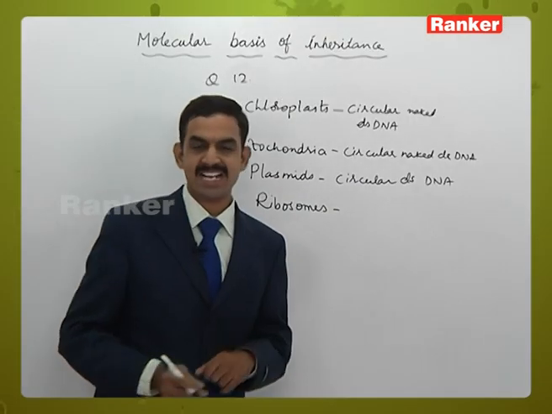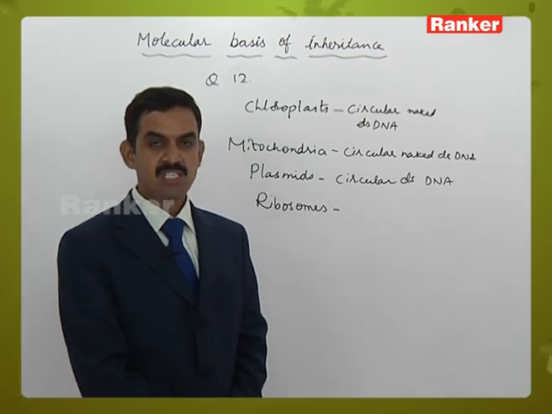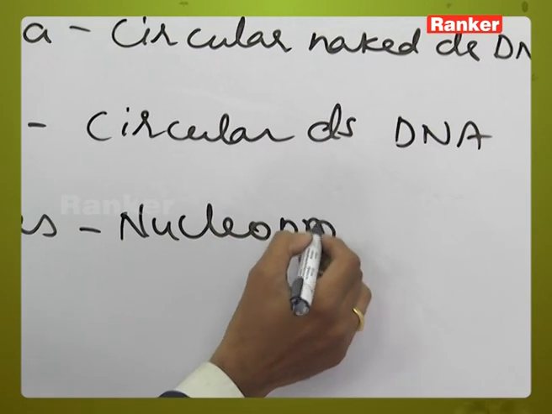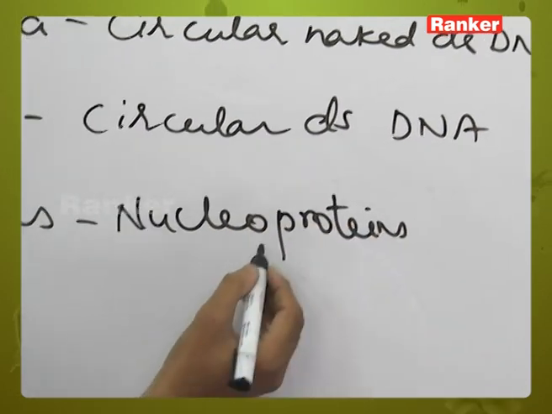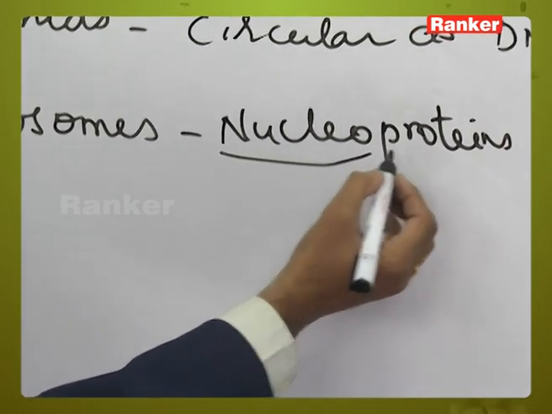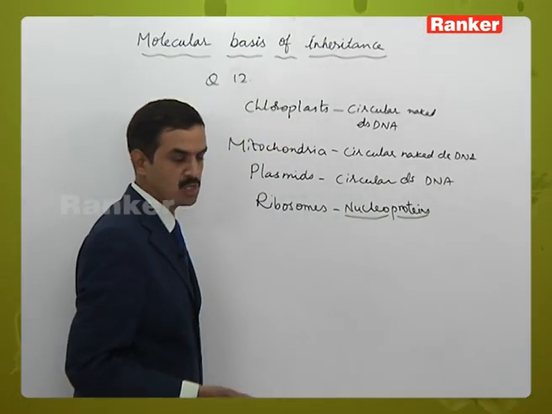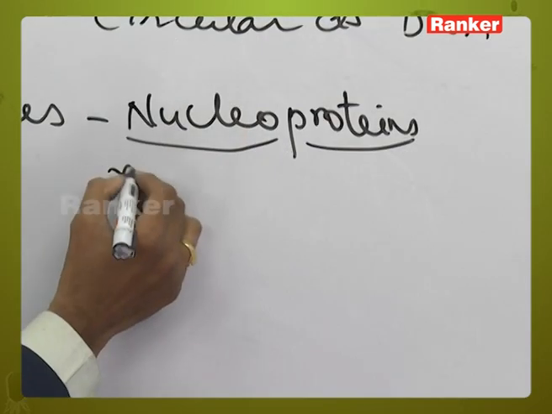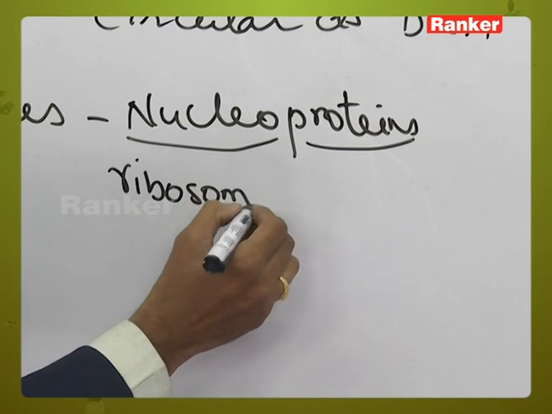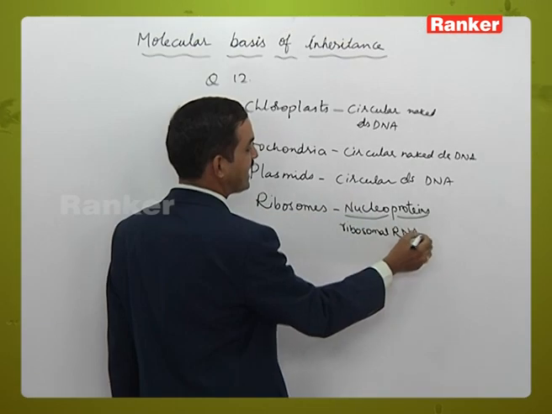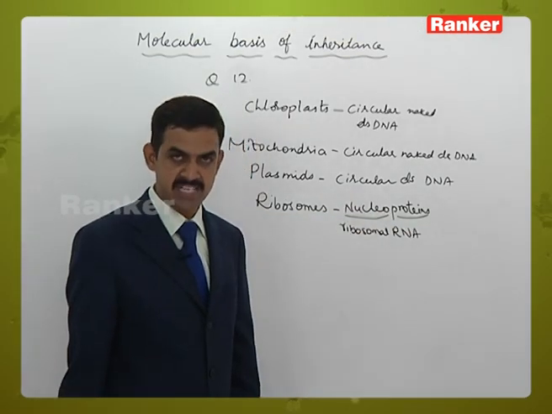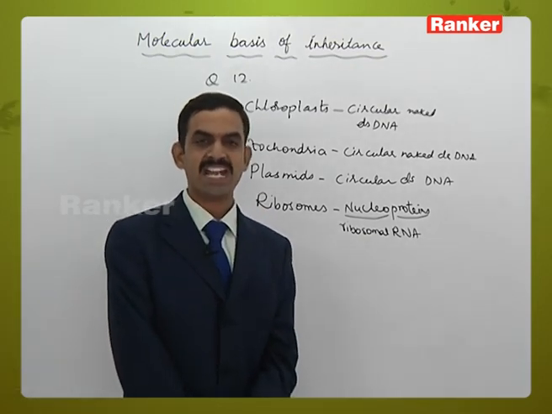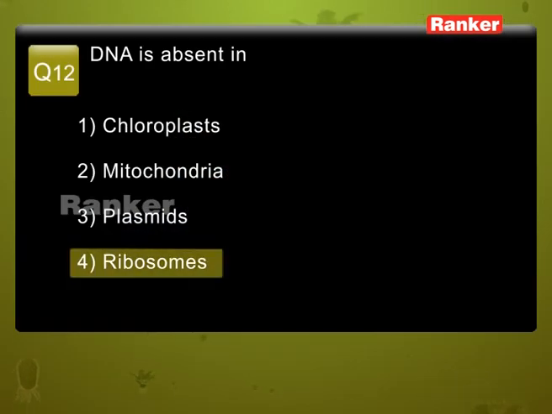Ribosomes are considered the smallest cell organelles, chemically called nucleoproteins. Nucleo means they contain a nucleic acid, and they contain proteins also. What is the nucleic acid by which the ribosomes are made up of? They are made up of ribosomal RNA, that is rRNA, but there is no DNA in it. So ribosomes are the ones which do not have DNA in them. Question number 12, the correct answer is 4.